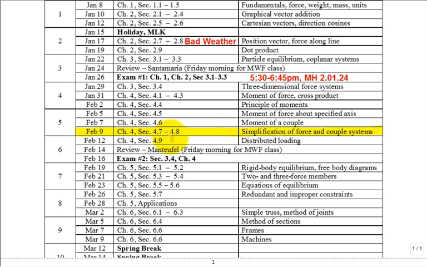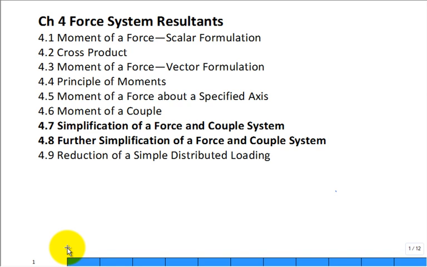So we're in this chapter 4. We're in this really difficult, or challenging, section. It's the simplification of a force and couple system. And we want to solve some problems, because I think that's the best way to learn, because the theory can be a little dry. So we're focusing today on the simplification of a force and couple system.